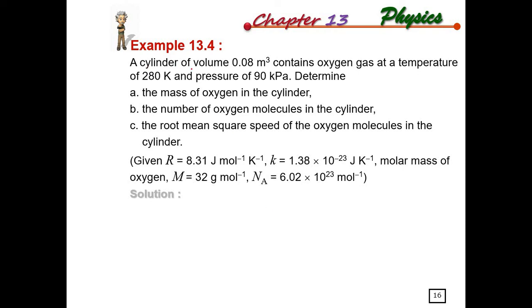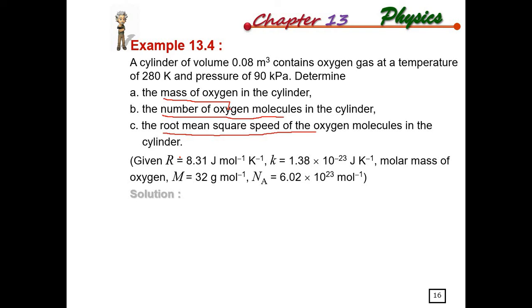A cylinder of volume 0.08 meter cube contains oxygen gas at a temperature of 280 Kelvin and pressure of 90 kilopascal. A. Determine the mass of oxygen in the cylinder. B. Determine the number of oxygen molecules in the cylinder. C. Determine the root mean square speed of the oxygen in the cylinder.